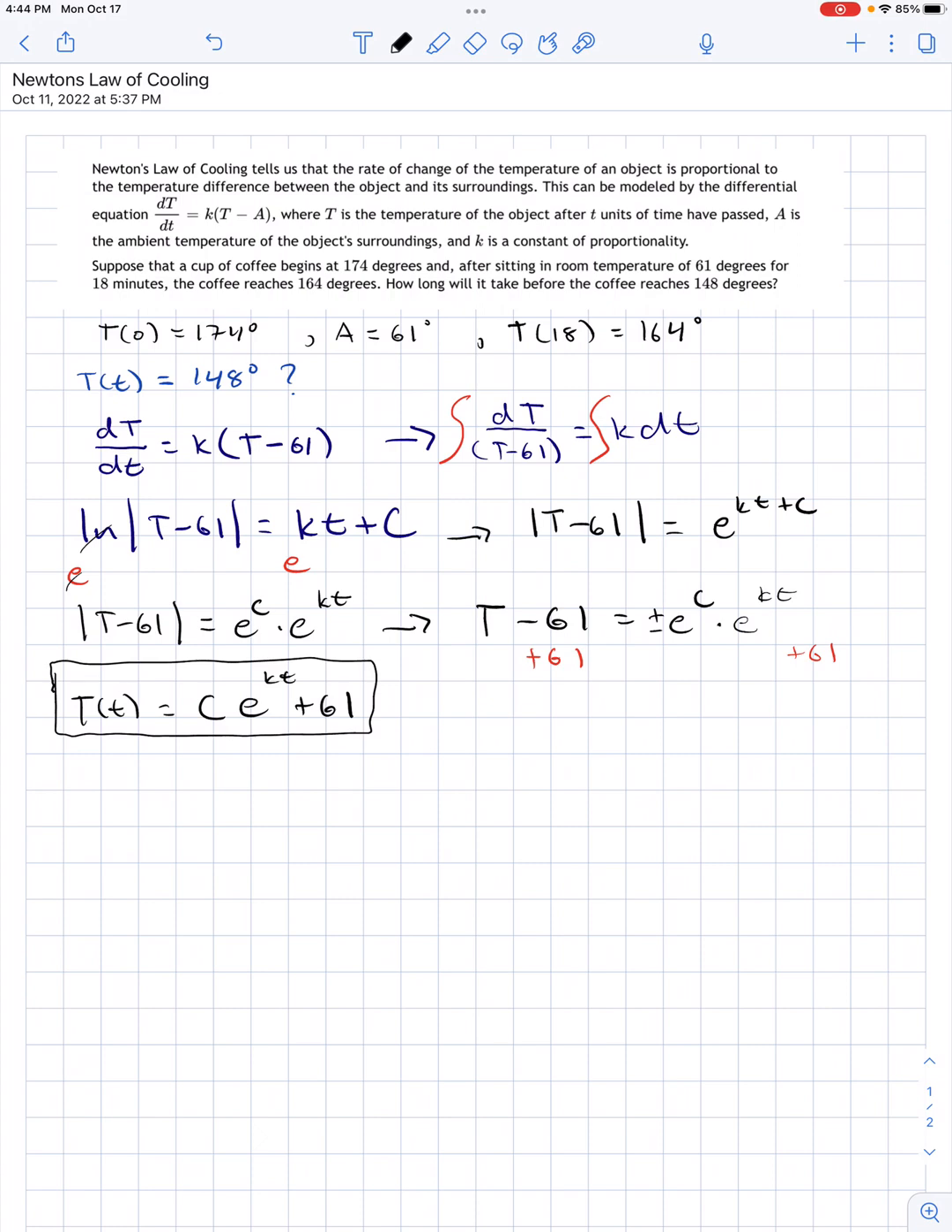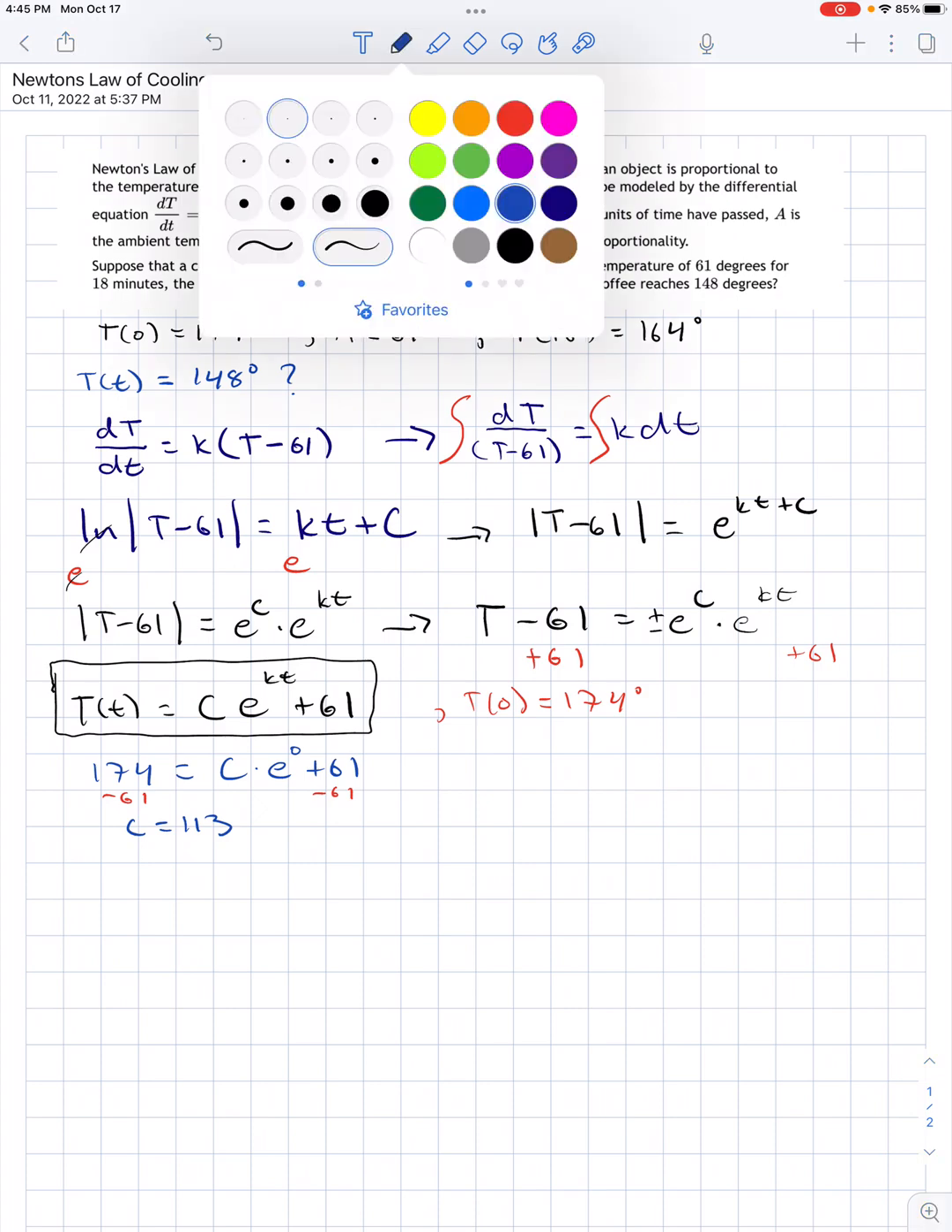One nice thing we can do now, because we have so much information above here, is use the initial condition: at t of 0 the temperature is 174 degrees, so we can find our constant using that. So 174 equals c times e to the 0 plus 61. e to the 0 is just 1. When you subtract 61 from both sides, we just get c, and c equals 113.